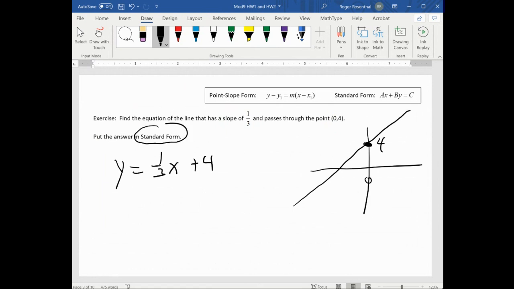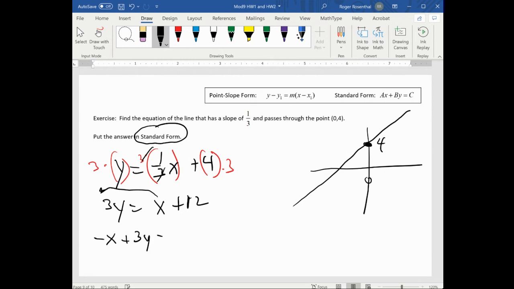The question said to put it in standard form. Remember, standard form doesn't allow fractions, so I will multiply everything by 3. That's going to give me 3y. Those will cancel, equals x plus 12. Remember, standard form requires the x to go in front. That will give me negative x plus 3y equals 12. Remember, standard form does not allow a negative on the x. So I will multiply everything here by -1. And that will give me x minus 3y equals -12.